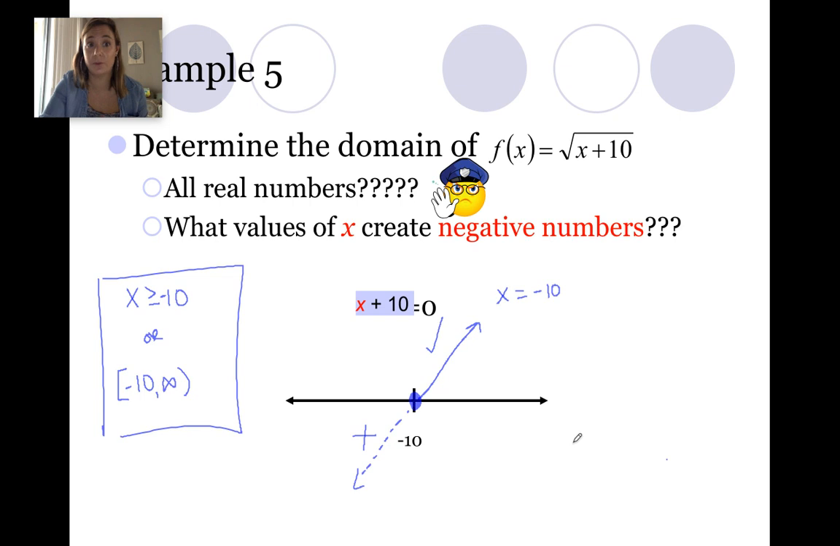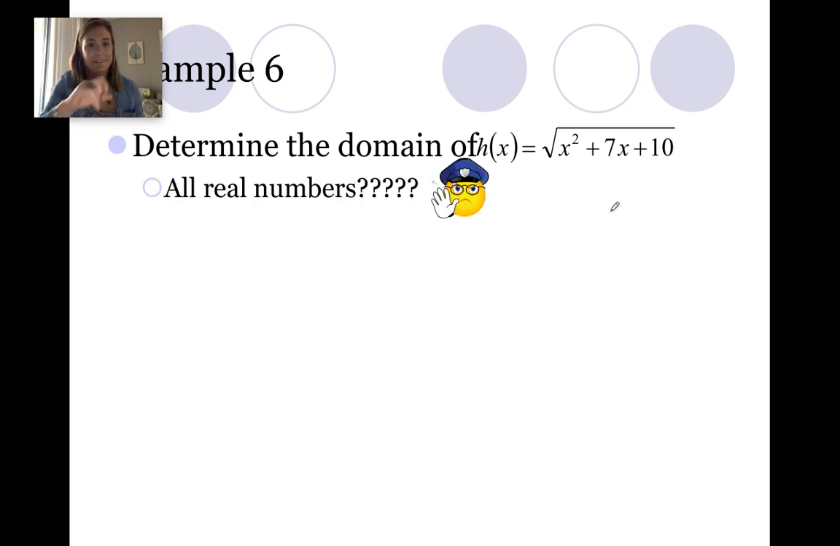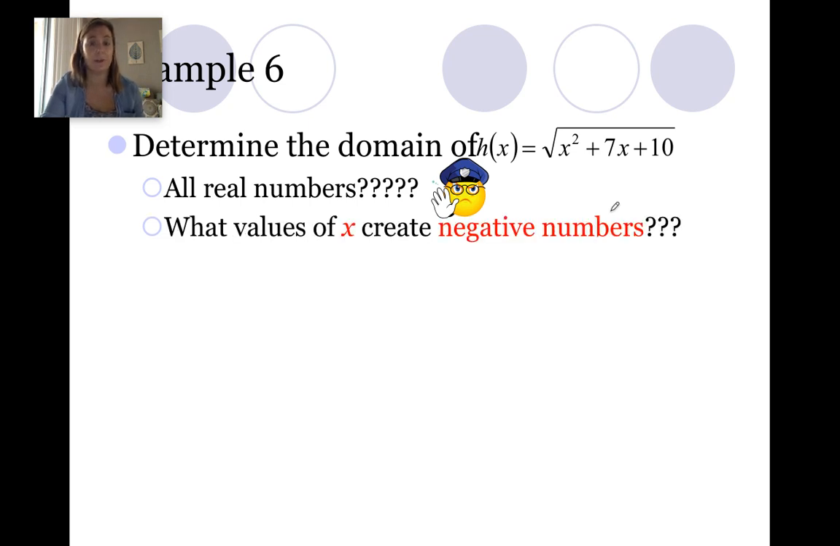Okay, so those first two, 4 and 5, are pretty similar. Oh, okay, we can do this. Is this all real numbers? No. X squared plus 7x plus 10 has to be 0 or greater, right? It has to be greater than or equal to 0. So what values of x create a negative under that radical? Let's take x squared plus 7x plus 10 and set it equal to 0.